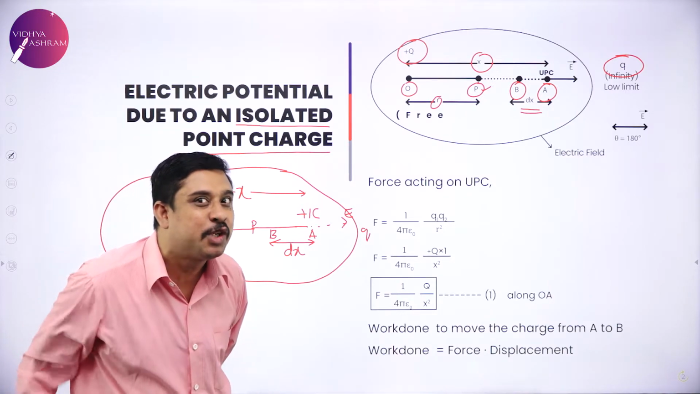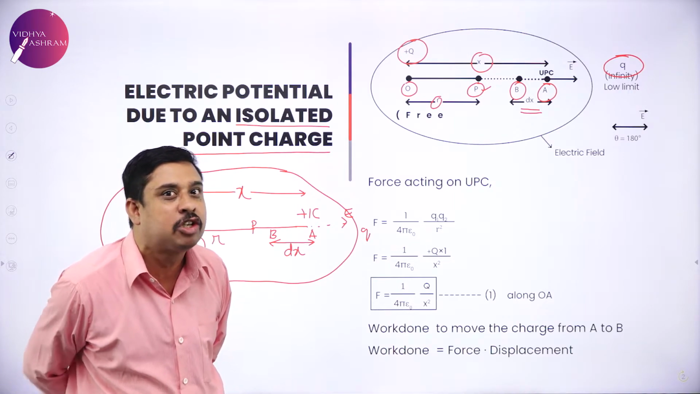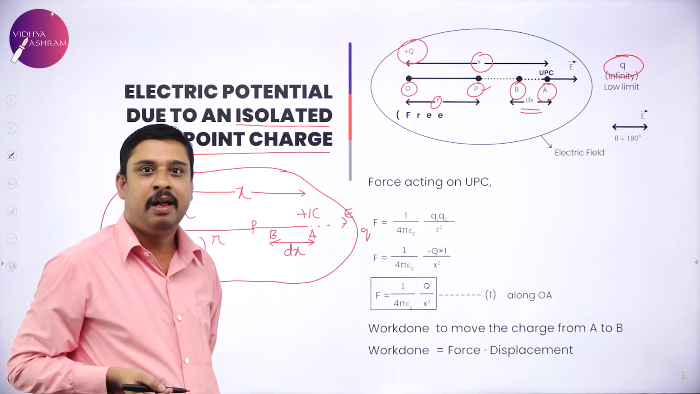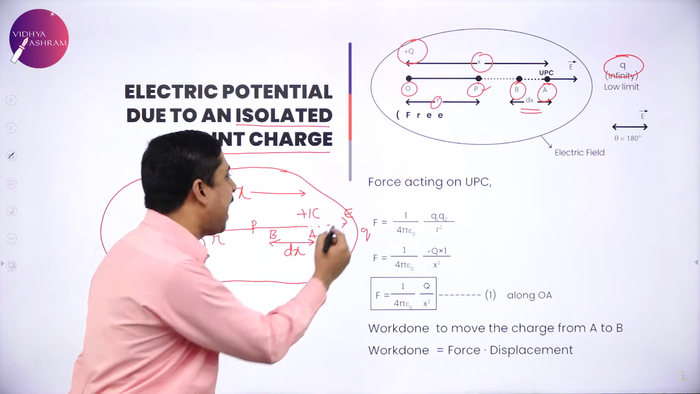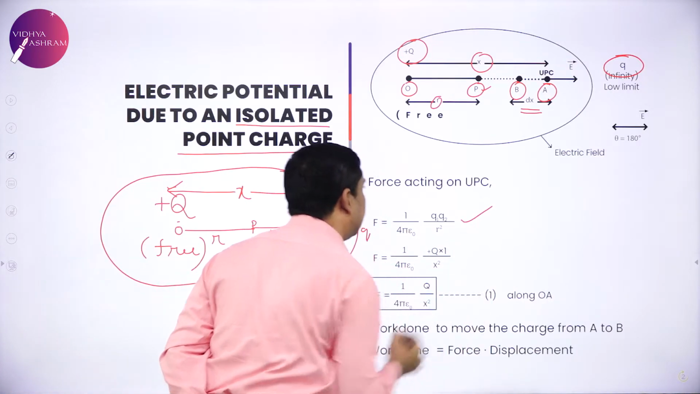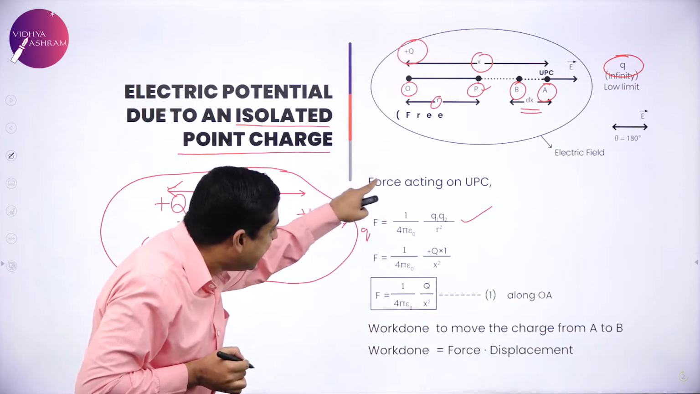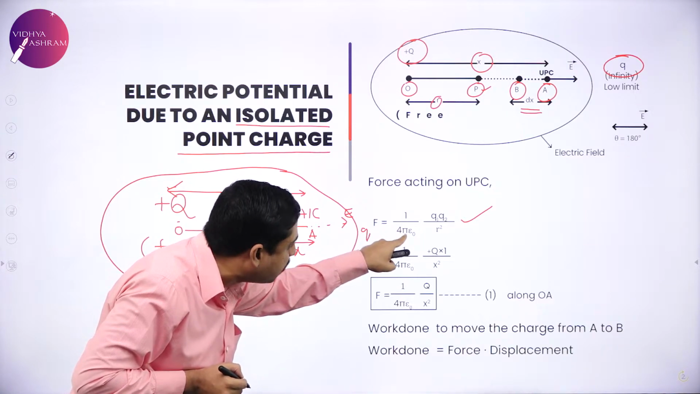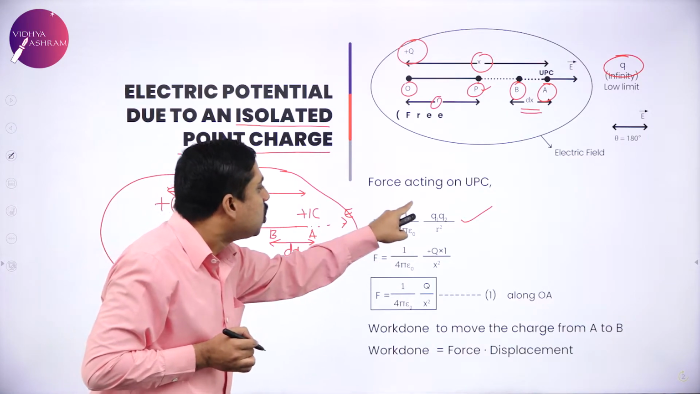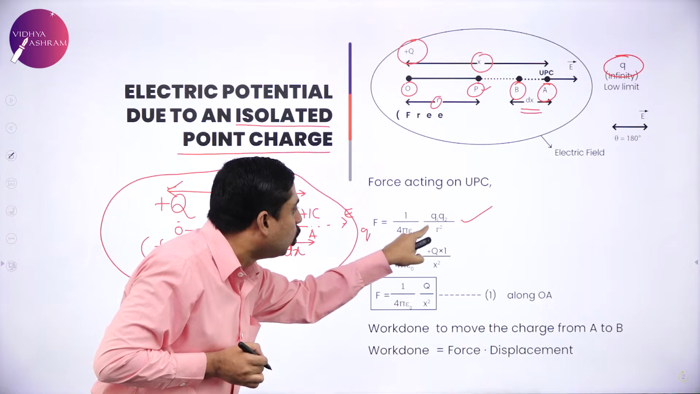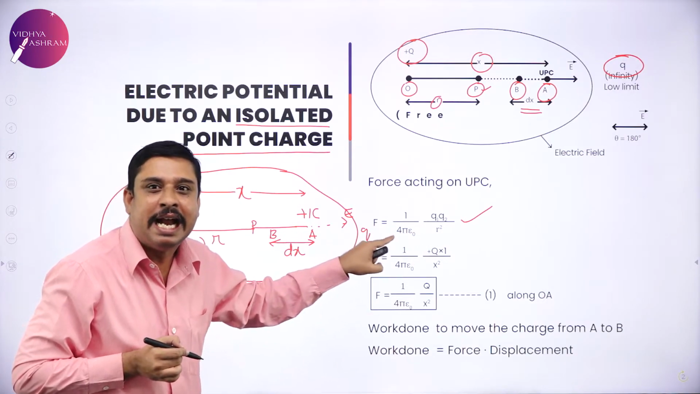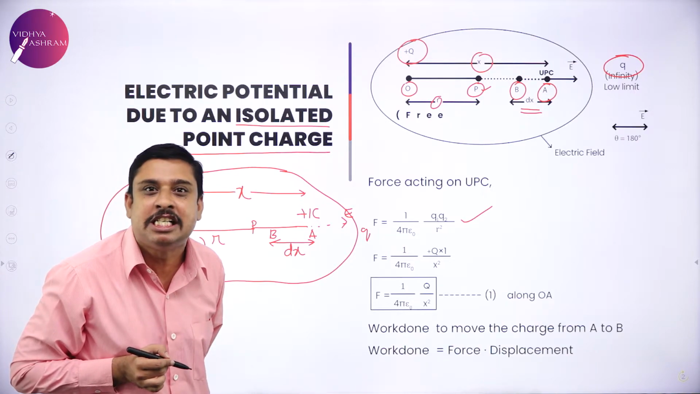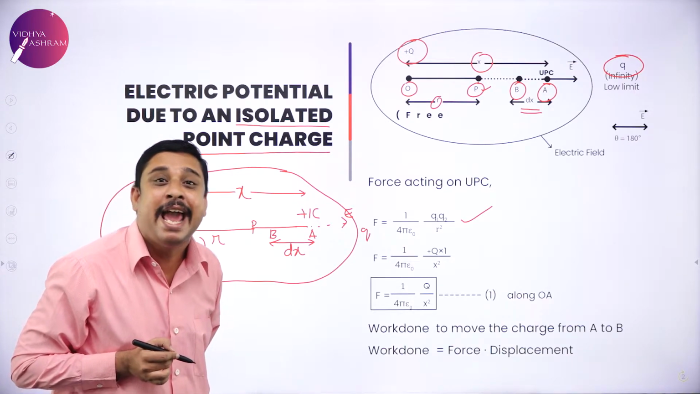And how will I calculate that electrostatic force? Very clearly I know by Coulomb's law. What did Coulomb's law say? F equals 1 divided by 4 pi epsilon naught Q1 Q2 by R square. General form of Coulomb's law, when the two charges were placed in air medium.